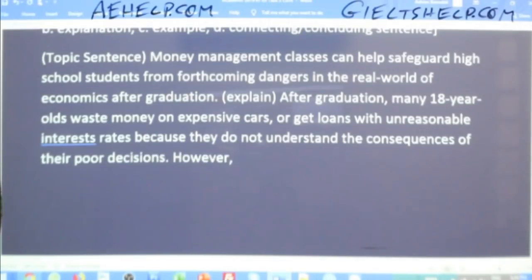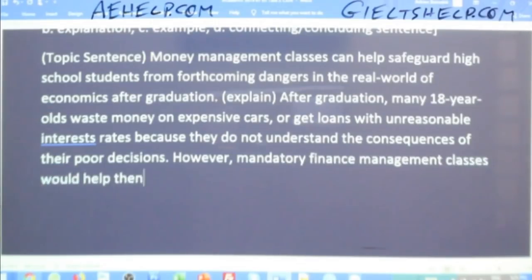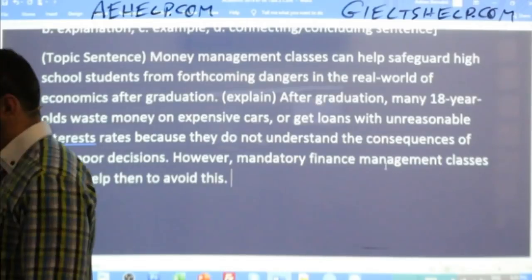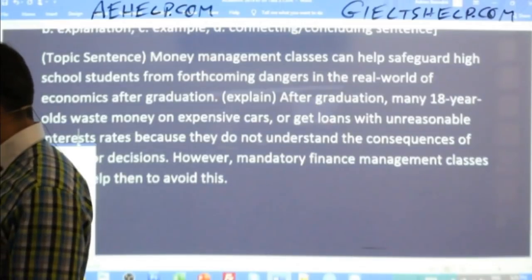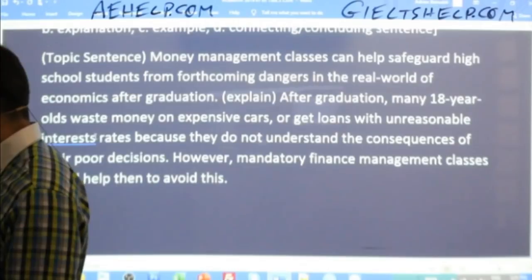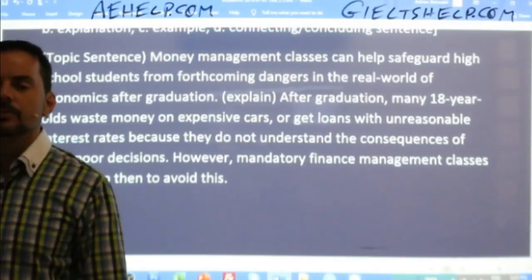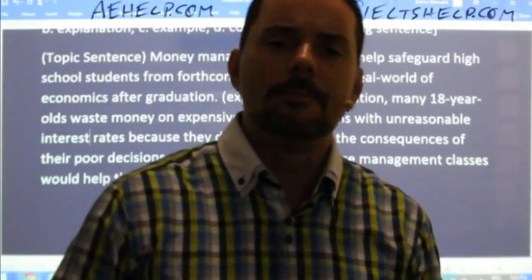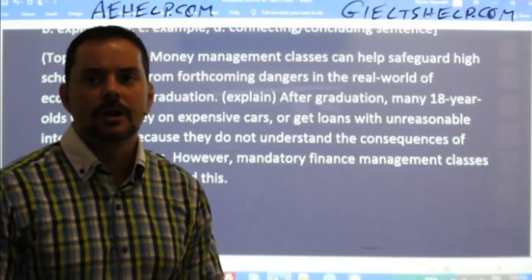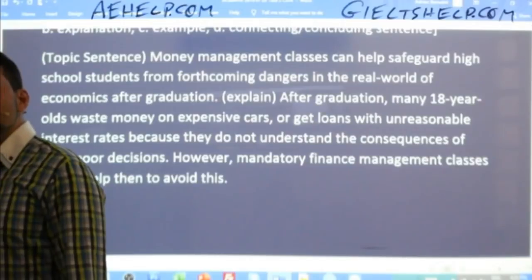However, mandatory finance management classes would help them to avoid this. All right. So again, I'm choosing a little bit of a simpler sentence structure and vocabulary just to show you that you can really get a nice high band score without trying to be overly complex or tricky with your words and with your grammar. Okay.